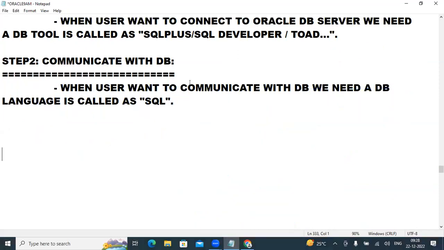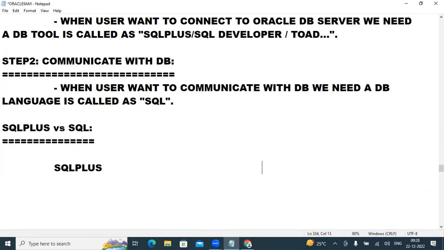Write it down below. The question will come to you: the difference between SQL Plus versus SQL. If anybody asks you what is the difference between these two, then you need to answer this: SQL Plus and SQL.